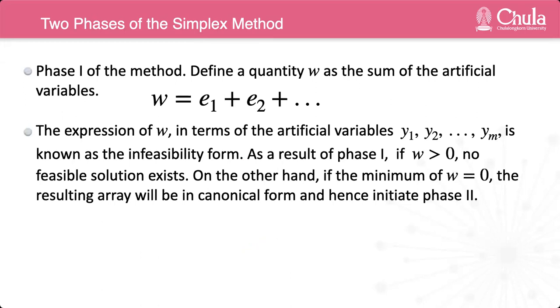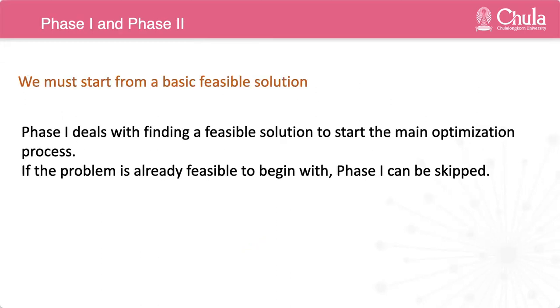So remember that we must start from a basic feasible solution. Phase 1 deals with finding a feasible solution to start the main optimization process in phase 2. What does it mean? It means that if the problem is already feasible to begin with, phase 1 can be skipped, right?